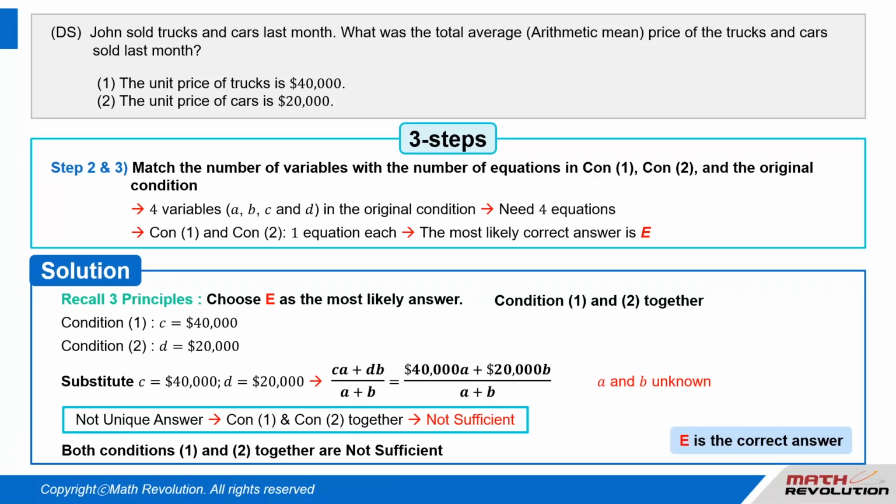That's right. The answer is E because the number of variables is 4 in the original condition. I'm sure that we are the only people who can solve DS questions like this. Both conditions 1 and 2 together are not sufficient, so E is the correct answer. When there are 4 variables in the question it is most likely that E would be the answer. Therefore, always check both conditions together to save time. Answer E.